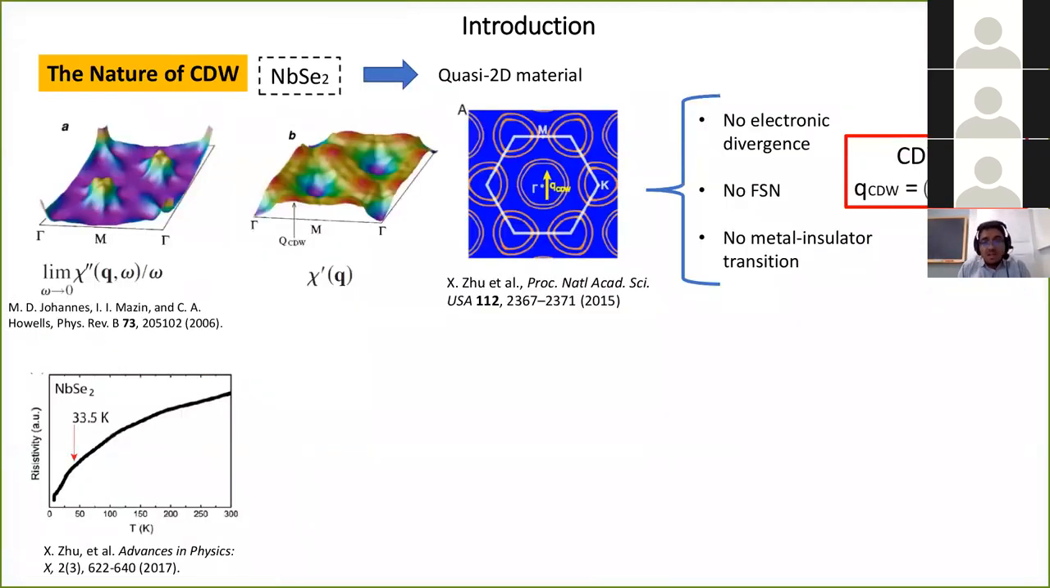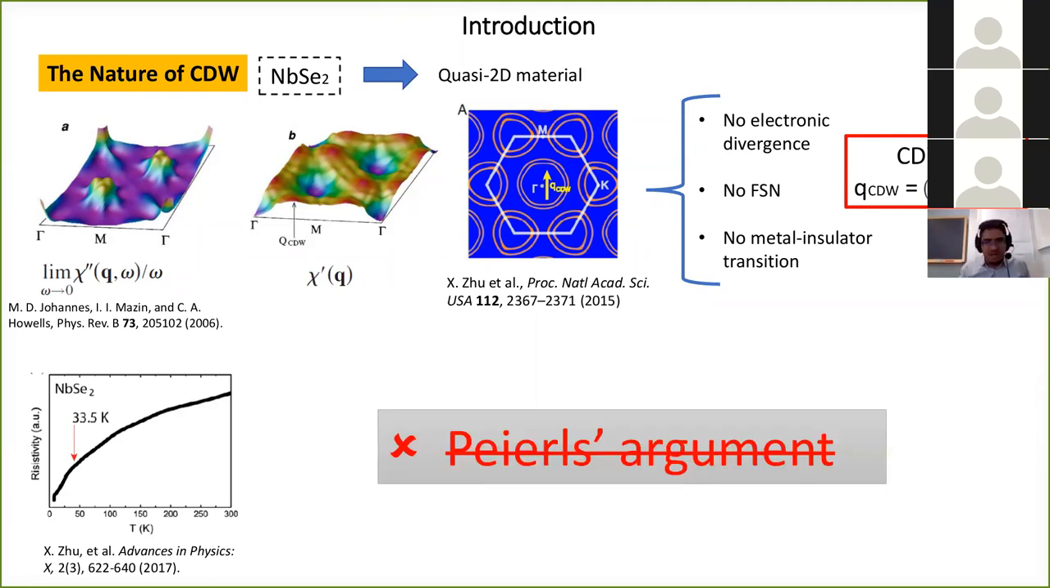But what happens is that some other types of novel materials, like, for instance, not a novel one, but transition metal chalcogenides, for instance, they don't have this kind of behavior. For instance, this niobium selenide, it doesn't present any kind of instability in the susceptibility. It doesn't have any kind of Fermi surface nesting, and it doesn't present metal insulator transition, even though it has charge modulation. And so this is not a Peierls-like material.